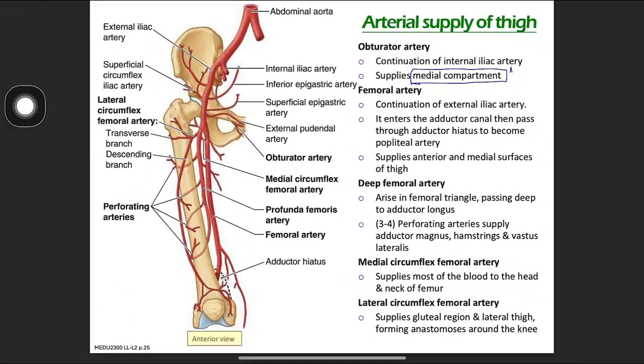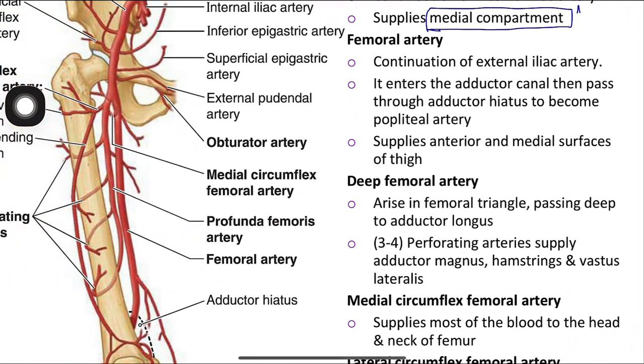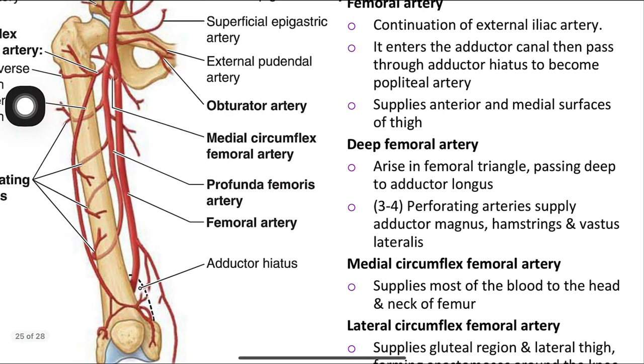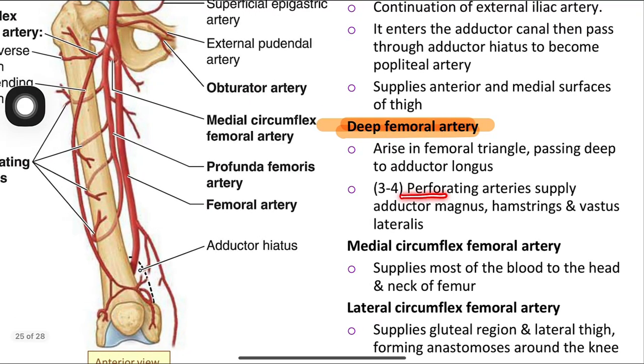Okay, so the deep femoral artery arises in the femoral triangle, passing deep to the adductor longus. So in dissection, try to take out the deep femoral artery, the bifurcation of this, if you can, okay? Later on, it forms 3 to 4, some textbooks say 3 to 5, just several perforating arteries to supply the adductor magnus, the hamstring, the posterior muscle of the thigh, as well as the vastus lateralis.